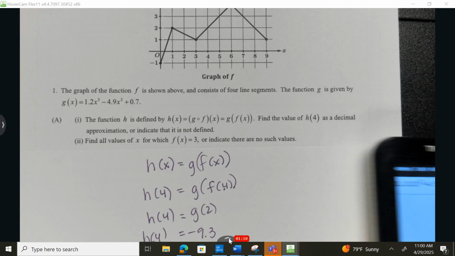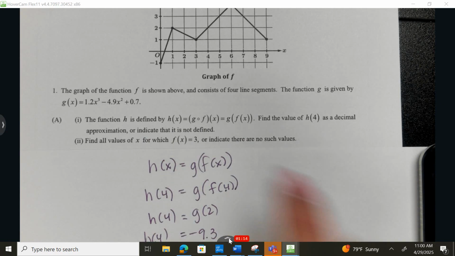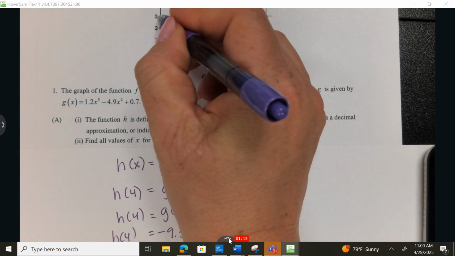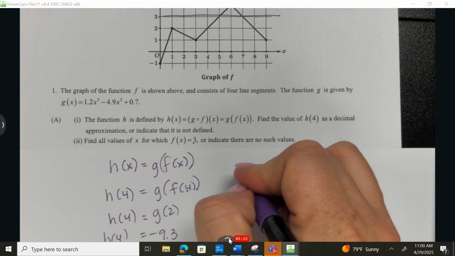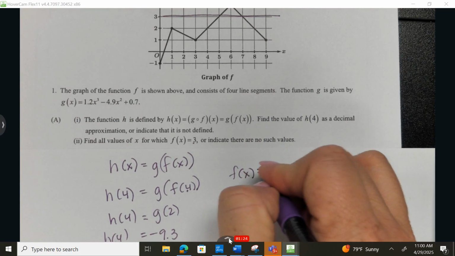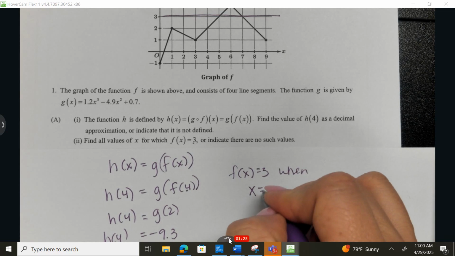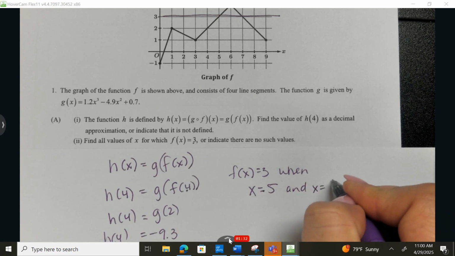Find all values for x for part 2, for which f of x is equal to 3. So we want to know where the y value is equal to 3. So I'm going to draw a line going straight across, and then let's put this into words. So f of x equals 3 when x is equal to 5 and x is equal to 7.